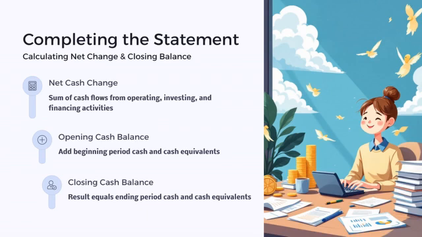By calculating the net change in cash, we can see how the company's cash position has evolved during the period. Finally, when we combine the opening balance with the net cash change, we arrive at the closing cash balance. This step completes the statement and provides a clear picture of the company's liquidity at the end of the period. It's a vital part of understanding how cash flows impact overall financial health and supports the broader analysis we've been discussing throughout this presentation.